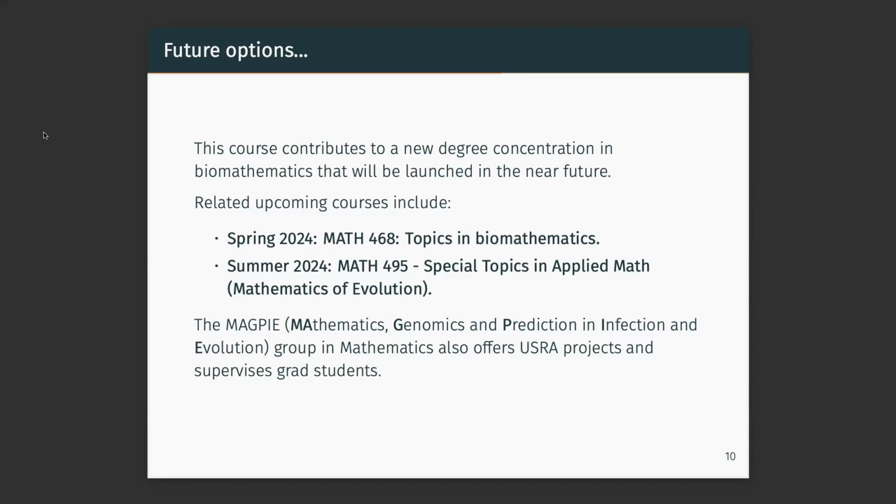Also, I'm part of the MAGPIE group, so MAGPIE stands for Mathematics, Genomics, and Prediction, Infection, and Evolution. We have several grad students. In fact, Nilu at the front here is just starting an MSc. We also offer USRA projects. If you're interested in trying to apply math to understand biological problems, especially related to infectious diseases, do keep a lookout for those. Scott, who's just sat there, wave Scott, so everyone can see you. There we go. Scott did a USRA with me this summer.